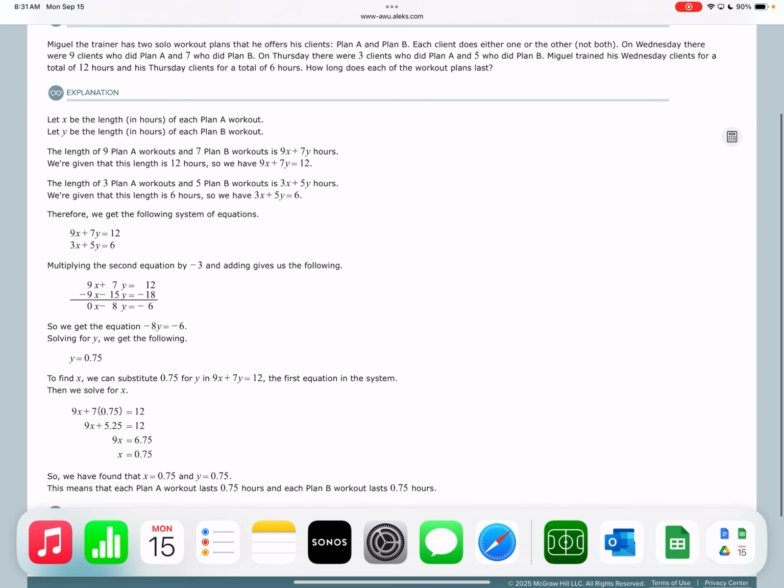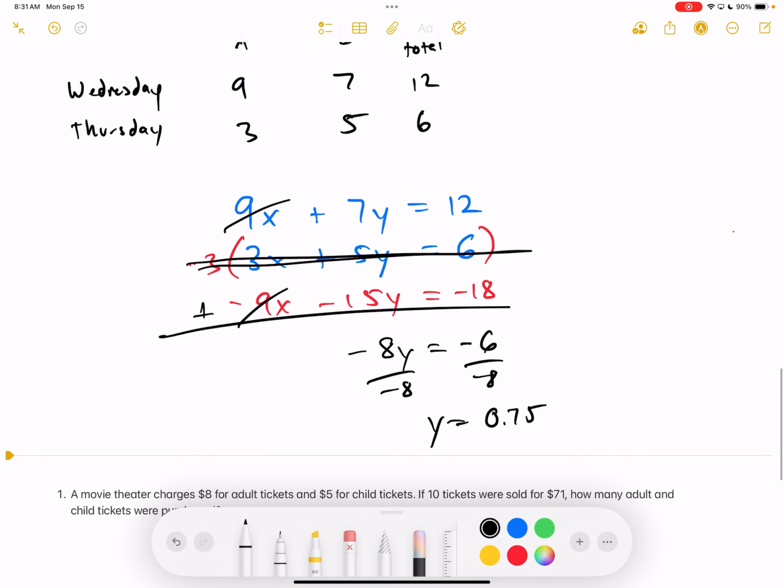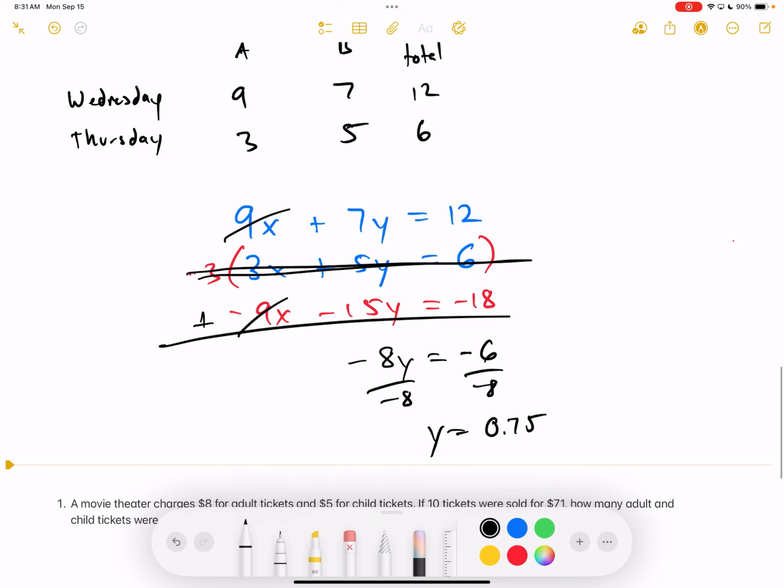Ooh, they did this. Alex did give me a fraction on the word problem. I guess it kind of makes sense to have a fraction on a word problem because we're talking about time here. -8y equals -6y, divide by -8. And they put it as a decimal. If you want to, you can do 3/4, but they put it as a decimal because all we got to do from here is plug it in. We're talking about hours, so y is going to be 3/4 of an hour.